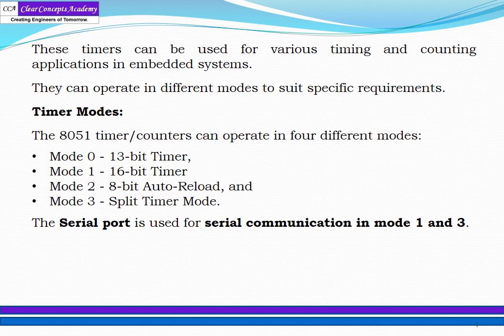The serial port is used for serial communication in mode 1 and 3. Timer 1 is used for generating the baud rate. When you are using serial communication, at that time timer is needed to generate a baud rate. Baud rate means it has to match the bits coming in and the speed of the machine, so that there will be perfect data communication.